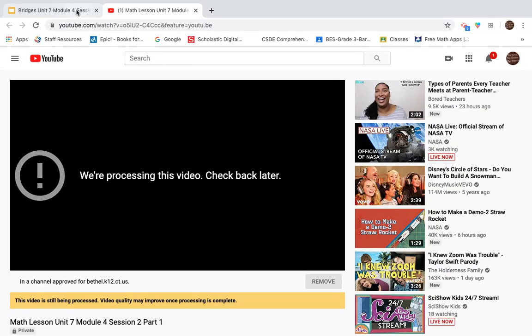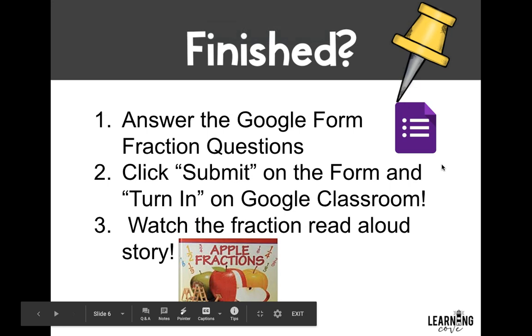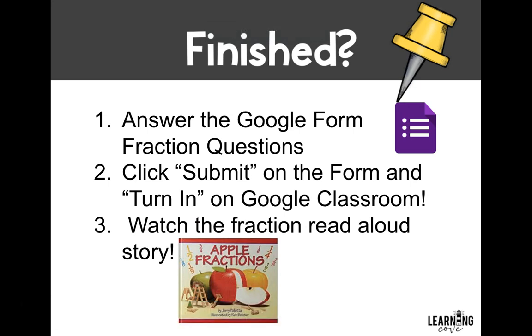Let's head back. So I hope you are ready to practice because now it's time. What I would like you to do is to answer the Google form fraction questions. When you are done, click Submit on the form and turn in on Google Classroom. After that, watch the fraction read aloud about apple fractions.